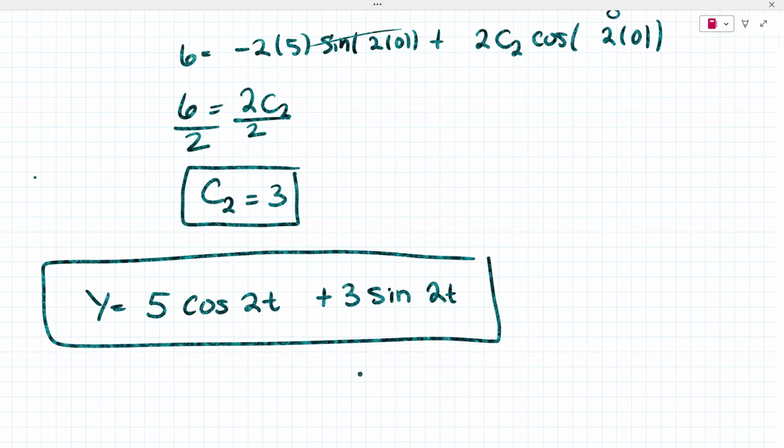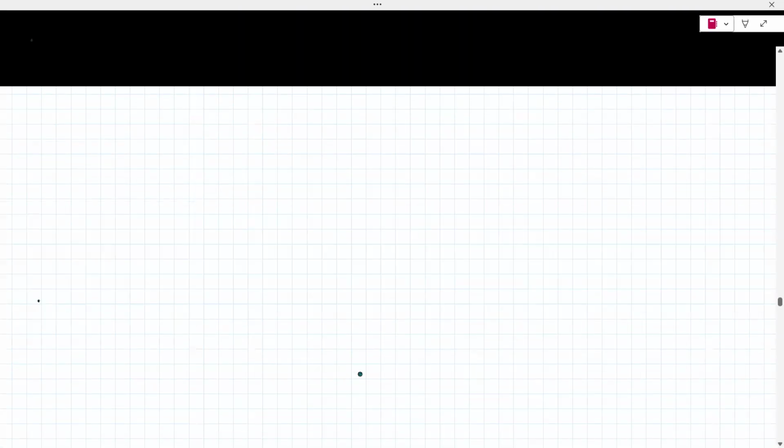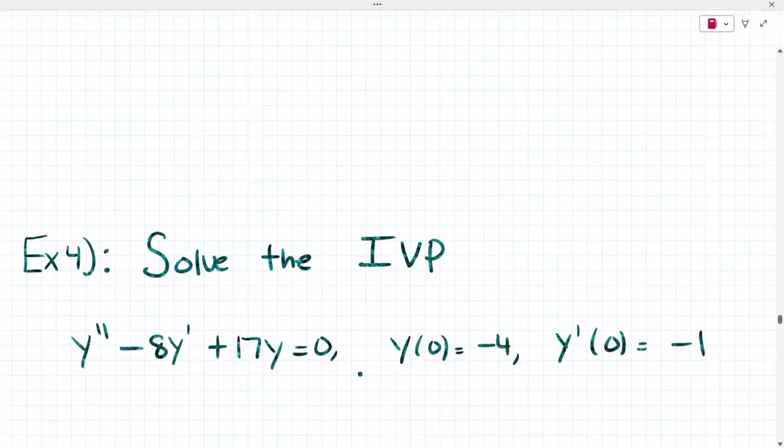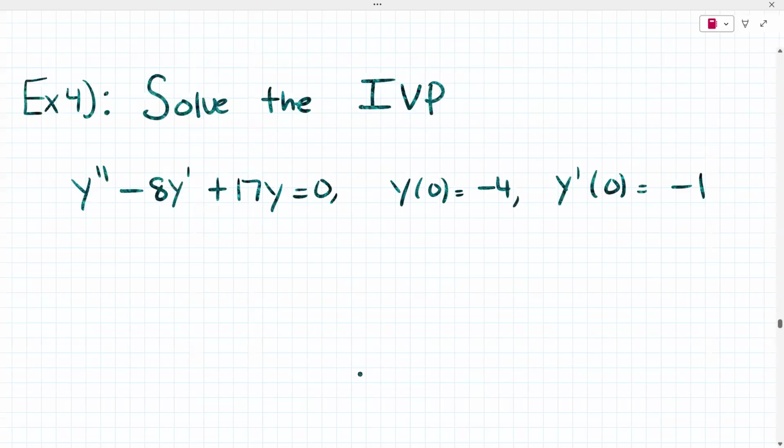Okay, let's move on to example 4. Example 4 says solve the initial value problem y double prime minus 8y prime plus 17y equals 0, where y of 0 equals negative 4 and y prime of 0 equals negative 1.